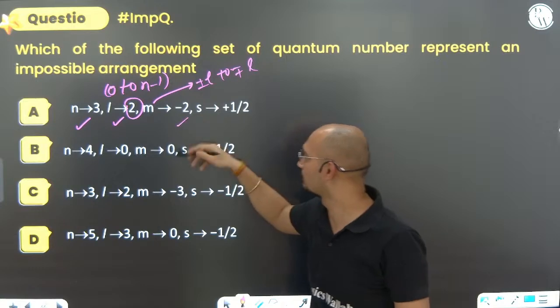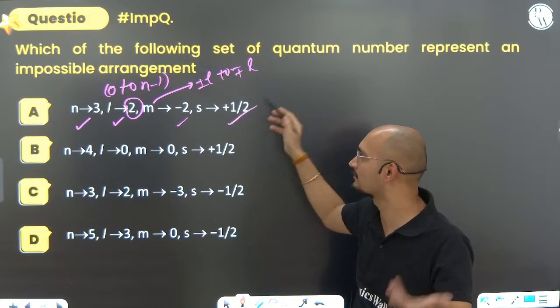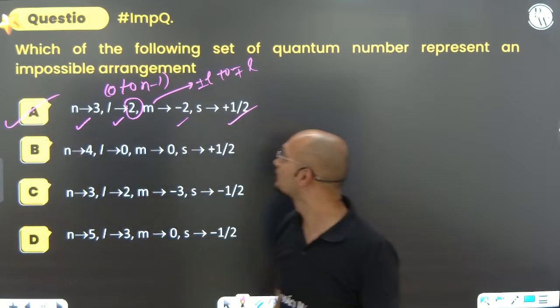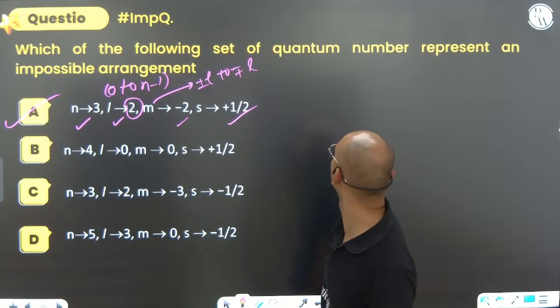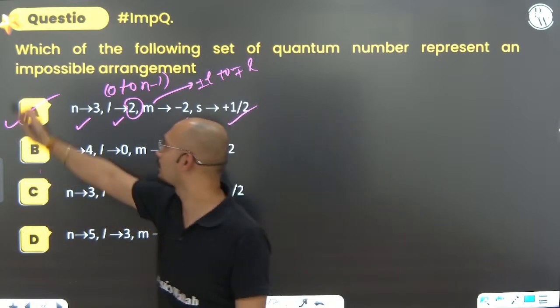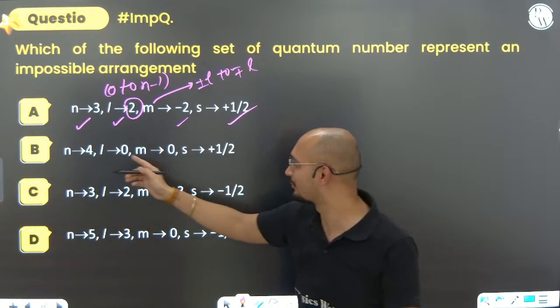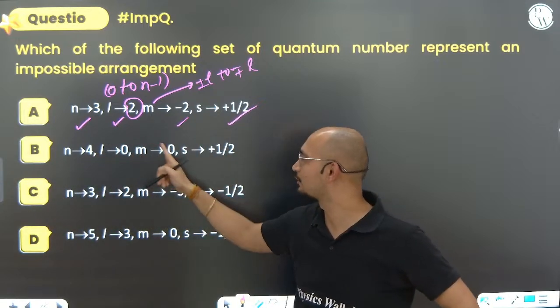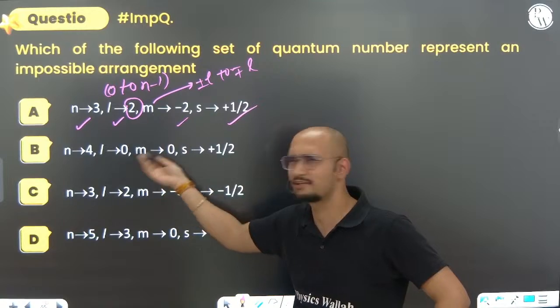Okay, so of course it is also correct. S's value is always either plus half or minus half, so of course A is the correct one. So what is it asking for? Impossible. Sorry, it's not possible. N equals 4, L equals 0, M equals 0, S equals plus half. Of course, it is also possible.